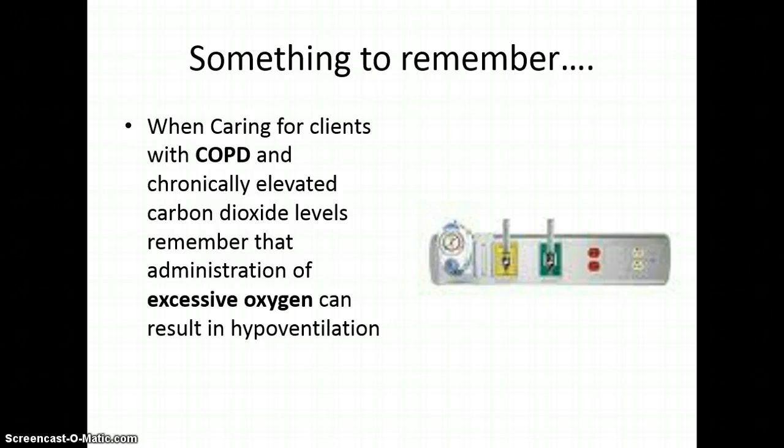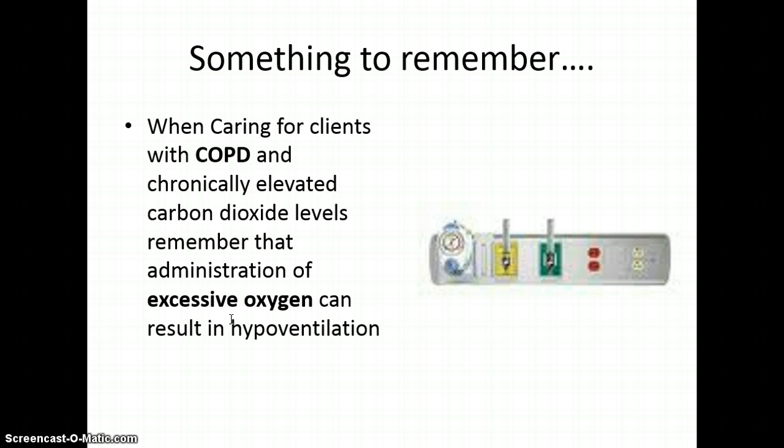When we look at a patient with COPD, they oftentimes are functioning with a lower oxygen saturation level than the average person, and this is their normal. This is a chronic respiratory condition, and the CO2 levels then help them, or is how they survive. And by administering excessive oxygen for them, it actually causes more hypoventilation.